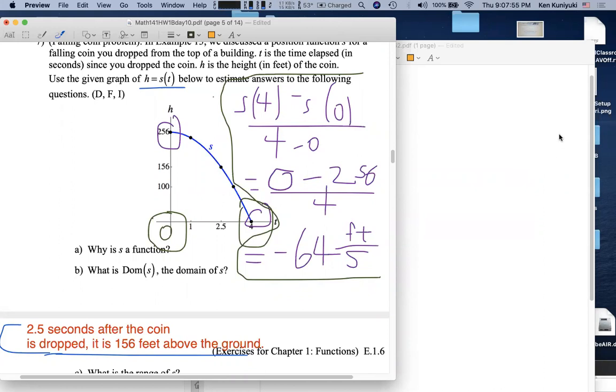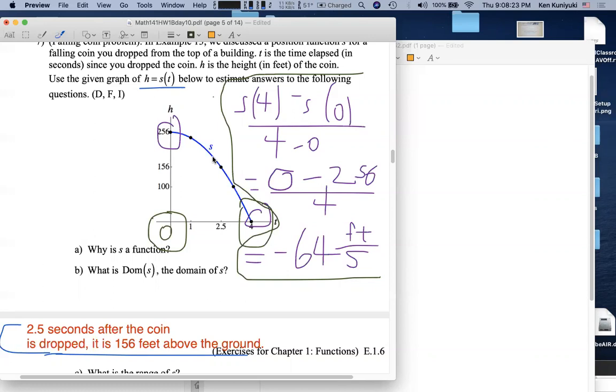Isn't velocity always positive since it's just like a vector? No, you're thinking speed. Velocity is negative here because the coin's dropping. So whether you have average or instantaneous velocity, it's always going to be negative if the object is dropping. Velocity can be negative. Speed is the absolute value of velocity. Speed is never negative. Velocity can be negative. It means you're going in the downward direction.